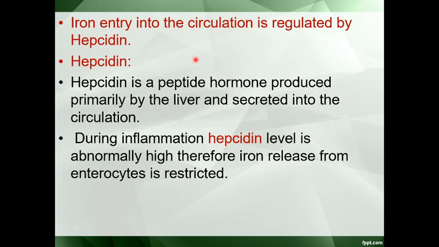Iron entry into the circulation is regulated by hepcidin. What is hepcidin? Hepcidin is a peptide hormone. Always, the entry of any substance is mostly regulated by hormones. In a similar way, iron entry into the circulation is also regulated by hepcidin. It is produced primarily by the liver and secreted into the circulation. During inflammation, the hepcidin level is abnormally high, and therefore iron release from the enterocyte is restricted.